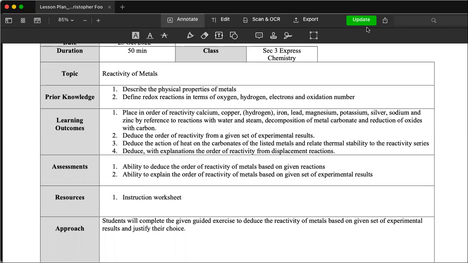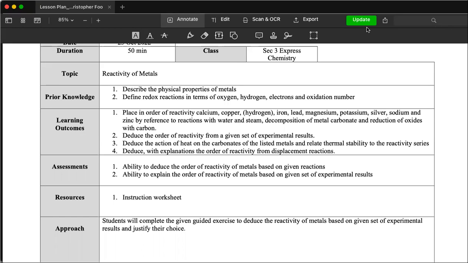Good evening, everyone. I'm here to share a lesson plan on a chemistry lesson for Secondary 3 Express GCE O level. The duration of this lesson is around 50 minutes. The topic for this lesson is reactivity of metals.